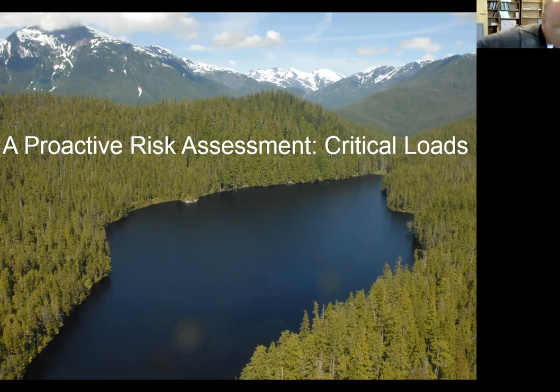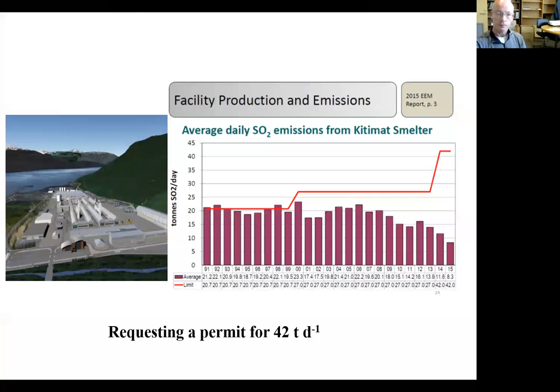I want to quickly go into my proactive one. I don't have much time, I just realized this. But just to show you that it can be quite different. This is a pristine area, just from the photograph. We want to keep this area pristine, very different. The problem is there's an aluminium smelter in Kitimat, and it's requesting a permit to increase sulfur dioxide emissions to 42 tons per day. They had a permit for 28, and they wanted to go up to 42. And the question was, will this increase have an impact on the environment?